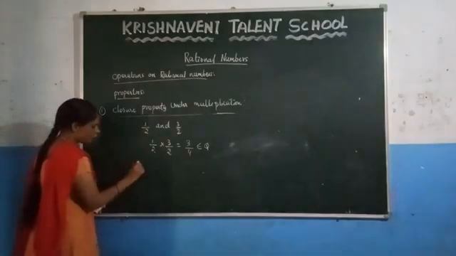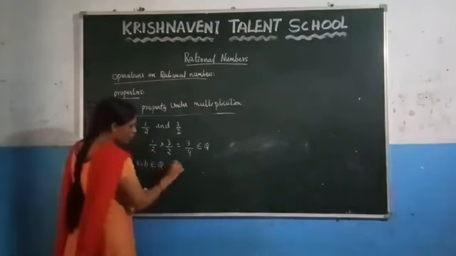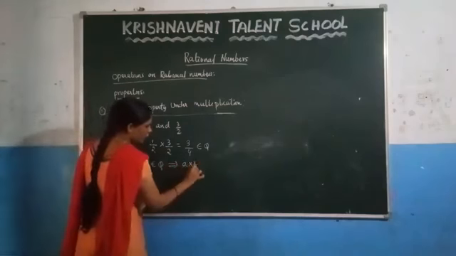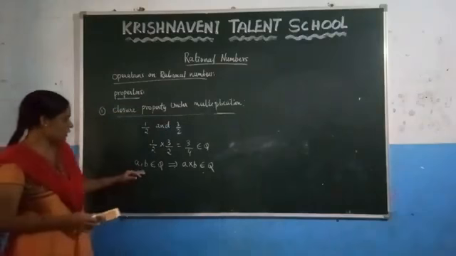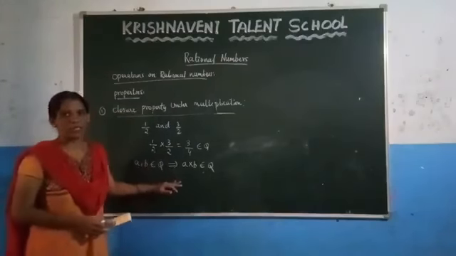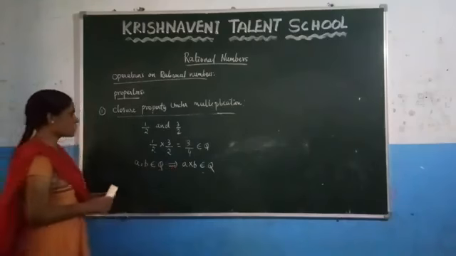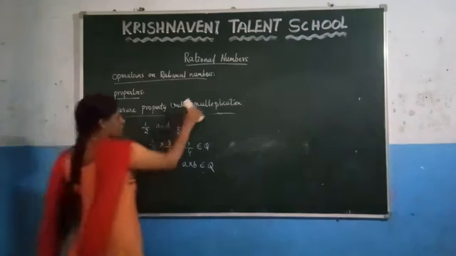So how do you define it? Let us consider two rational numbers A and B. Then it states A into B also belongs to the rational numbers. That means if you consider two rational numbers and multiply them, you are getting a result that is also a rational number. So we can state that the closure property holds good under multiplication.